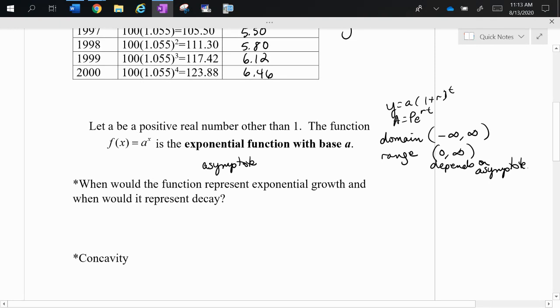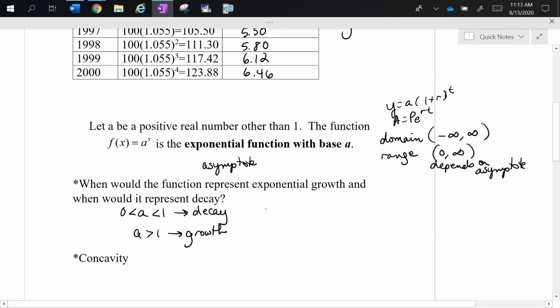So when would the function represent exponential growth, and when would it represent decay? Well, it depends on the base. If your base is in between 0 and 1, then we're going to have decay. And if your base is bigger than 1, then we have what's called exponential growth.